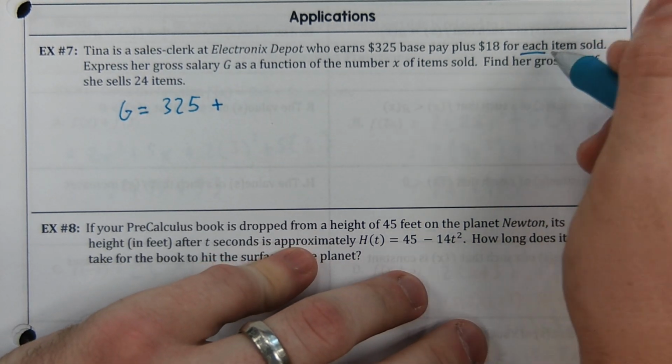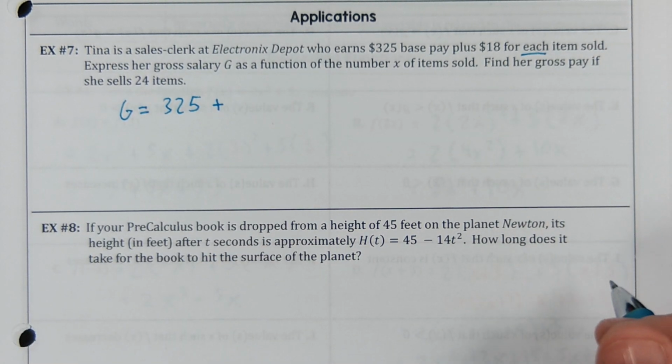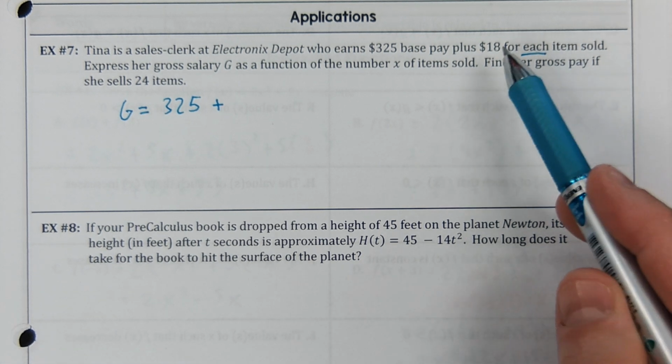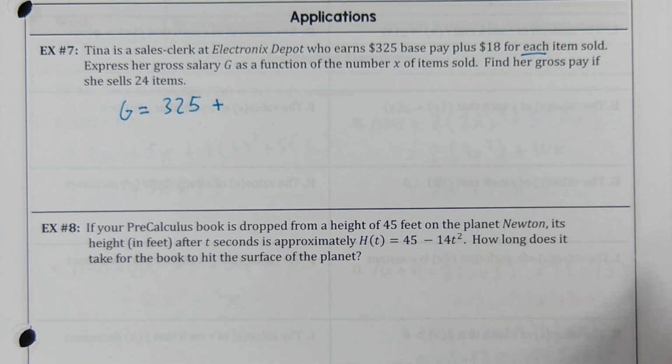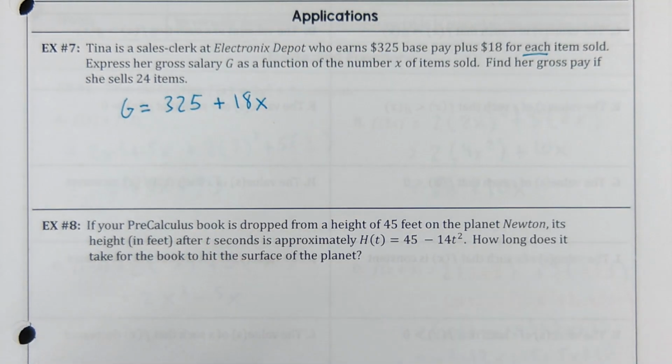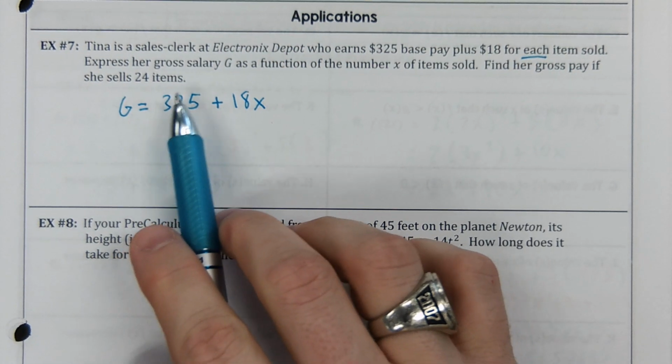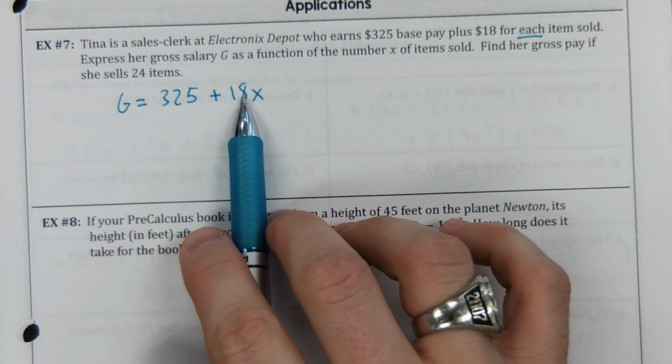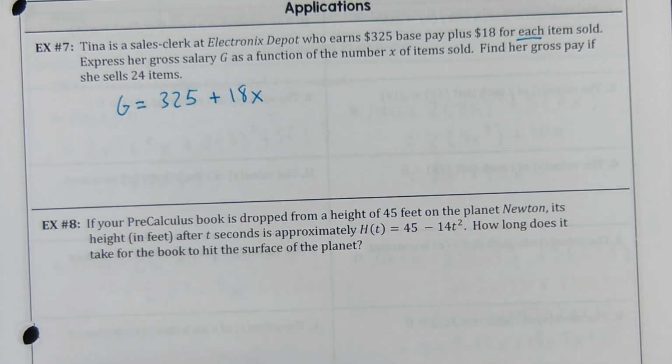18 each or per item. If you see a word like each or per, that means you are dealing with a slope, a rate of change. That goes in front of a variable. There it is. $325 a week and $18 per item. There it is.